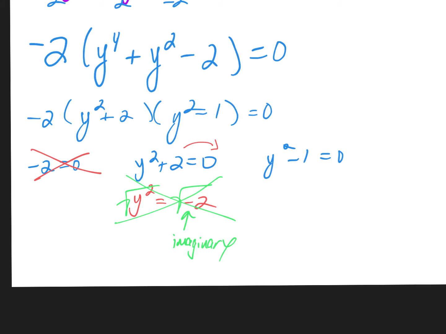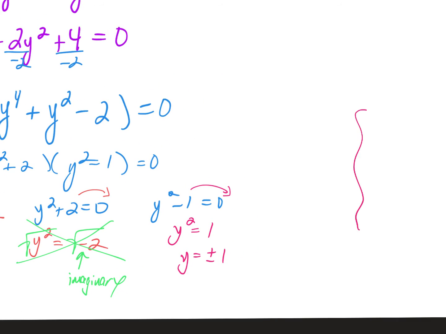So at the beginning, you might look like you had 4 solutions, but you really don't have 4. You only have 2. Because I'm going to move this 1 over, and it's going to become y squared equals 1. We're going to take the square root of both sides. So y equals plus minus 1. Now, going back to the original problem, we're going to use y equals 1. We're going to use y equals negative 1.